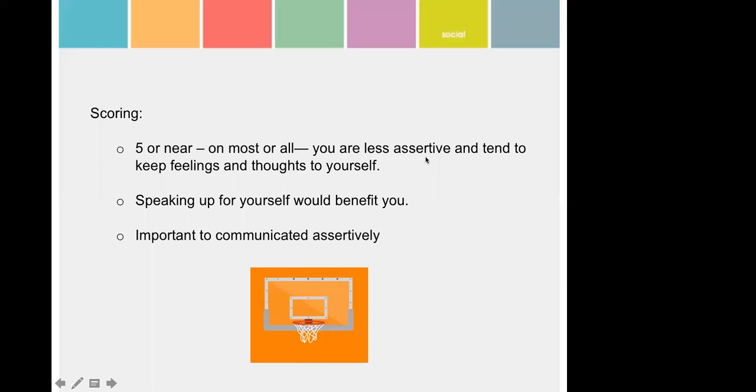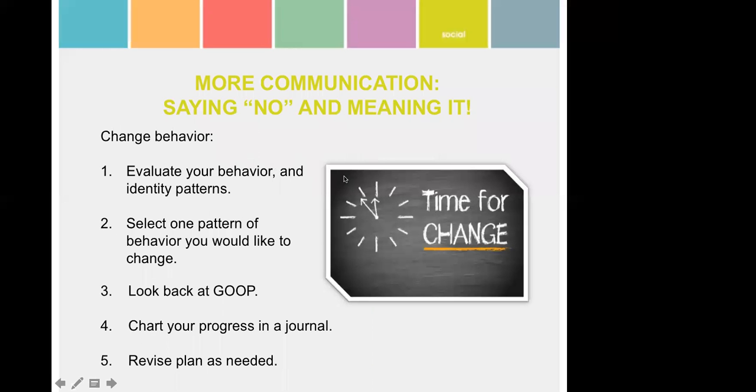All right. So again, maybe you struggle with saying no. How you can change your behavior is by evaluating your behavior and identity patterns. What patterns means is maybe you tend to say no to these people, but you say yes more to maybe your spouse or your kids. Select one pattern of behavior you would like to change.